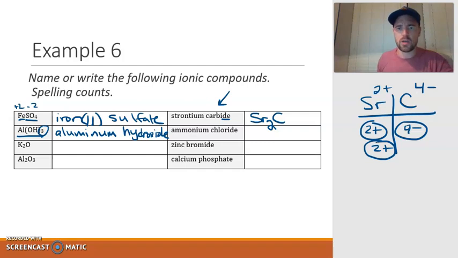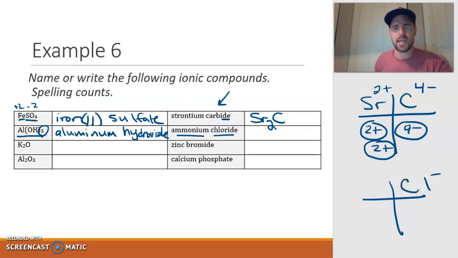Alright, what about this second one? Ammonium chloride. Well, you may be saying, I know what chloride is. Chloride is Cl negative, but what the heck? I've never heard of ammonium. Ammonium is actually one of the rare polyatomic ions that's positive. Most polyatomic ions are negative, but NH4 plus is ammonium.